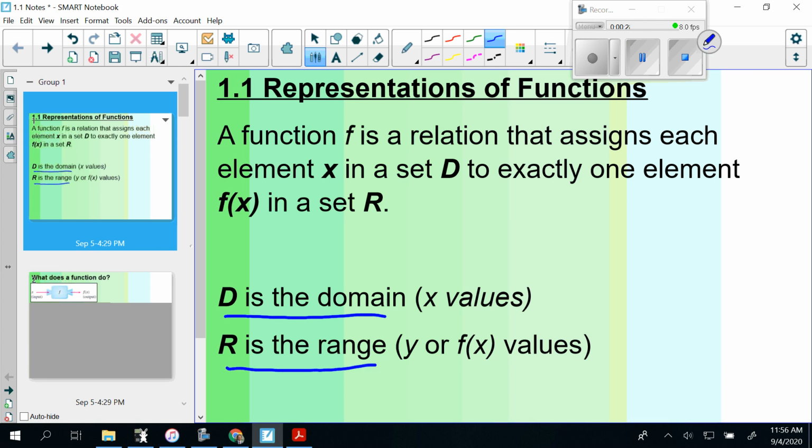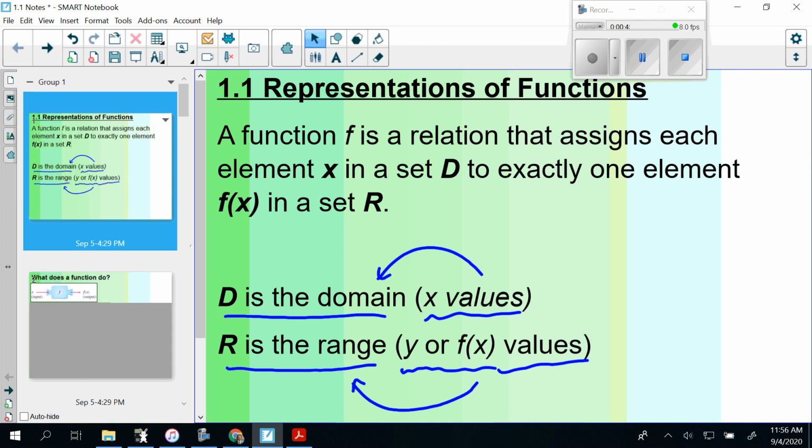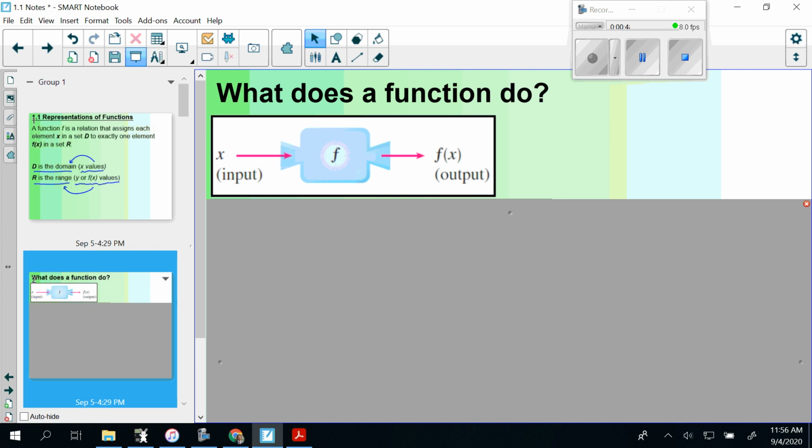So your x values are going to be what's called your domain, and your y or f of x values, those become your range. So let's take a look at a picture to maybe help understand this. Your function is like a box here. Whatever you put in, your input, your x value, goes through this function, and out pops your result, your y value or your f of x value. That becomes your output. So the function is how it changes that.